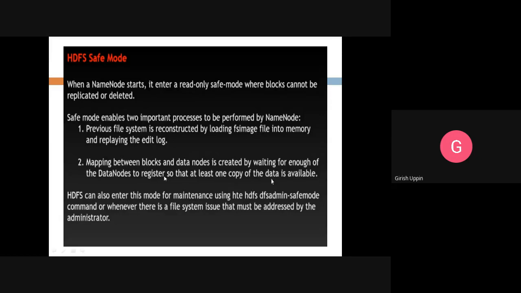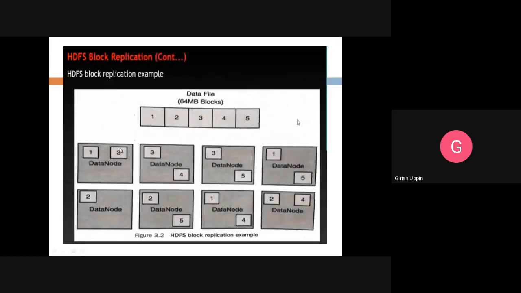And the second thing is, it will wait for the data nodes to report back. It will wait until the data nodes report, so that at least one copy of the data is available, before getting out of safe mode. What is the meaning of at least one copy? Already we talked about there being multiple copies. Here we have 3 copies of each block. Whenever we start the name node, it will wait for the data nodes to report back so that it can do the mapping.